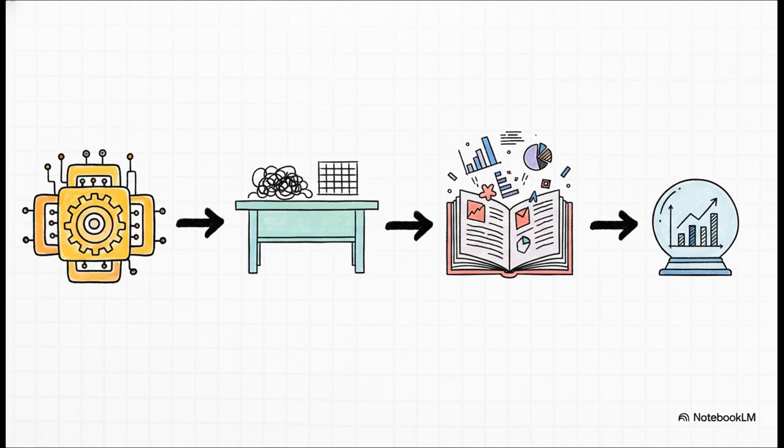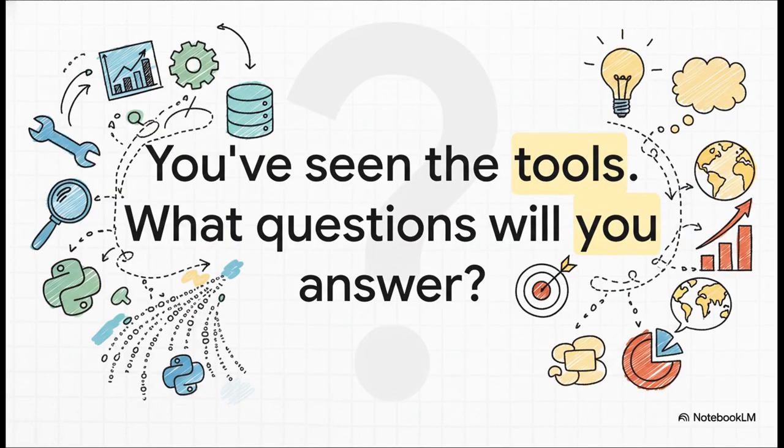NumPy is the engine, giving us the raw speed we need. Pandas is the workbench, where we clean and shape our messy data. Matplotlib and Seaborn are our storytellers, helping us see the patterns. And finally, scikit-learn is the oracle, using those patterns to make predictions about the future. You know, each of these tools is powerful on its own, but when you put them all together, they create a workflow that can answer almost any question you can think of, as long as you have the data.